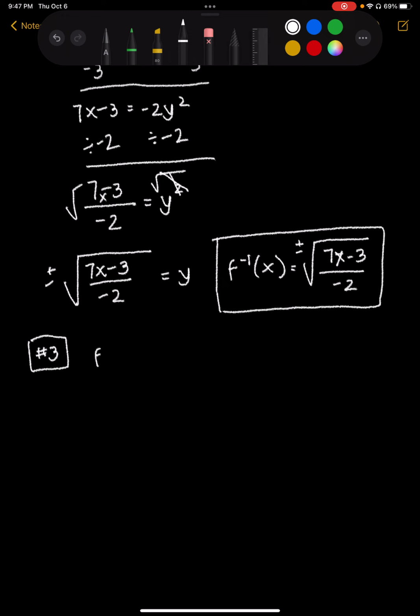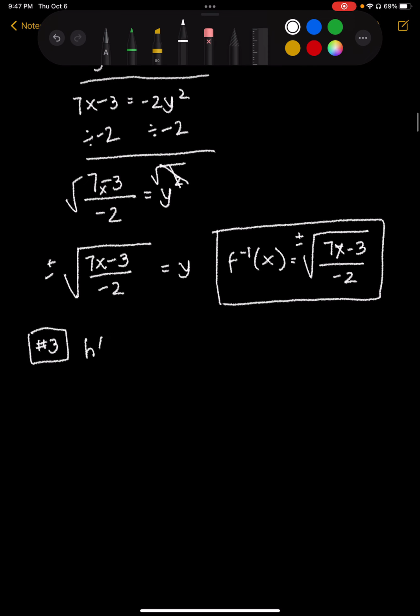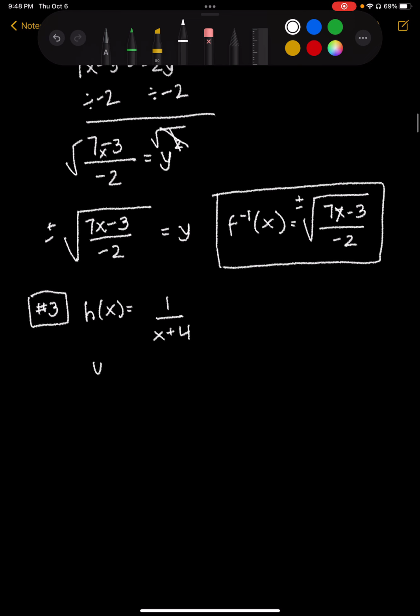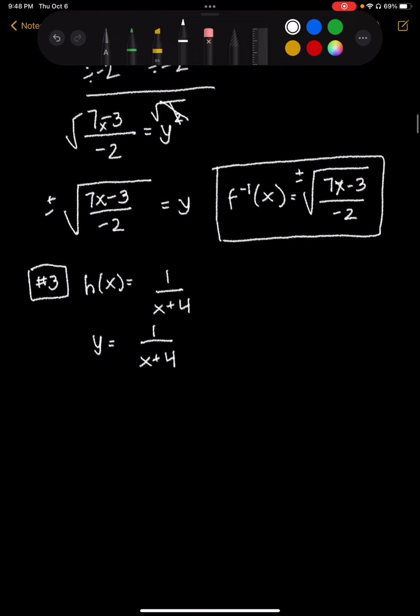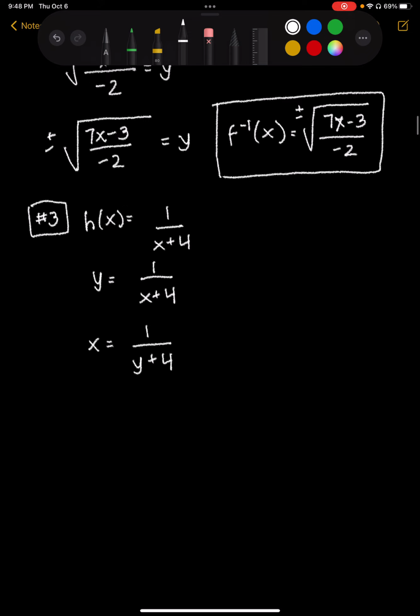So this one says f, oh, not f. Let's try that again. h(x) equals 1 over x plus 4. So once again, first step, replace the h(x) with y. Second step, flip-flop the x and the y. Third step, solve for y.